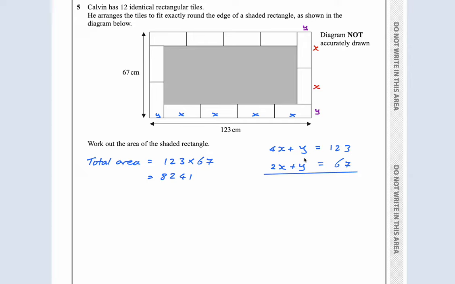So how do I solve simultaneous equations? Well, I make these the same, and the y's are the same, which is nice. So I just have to subtract. So I'll subtract this minus this. So this minus this is 2x. This minus this is 0. This minus this is 56. Is that right? 56.